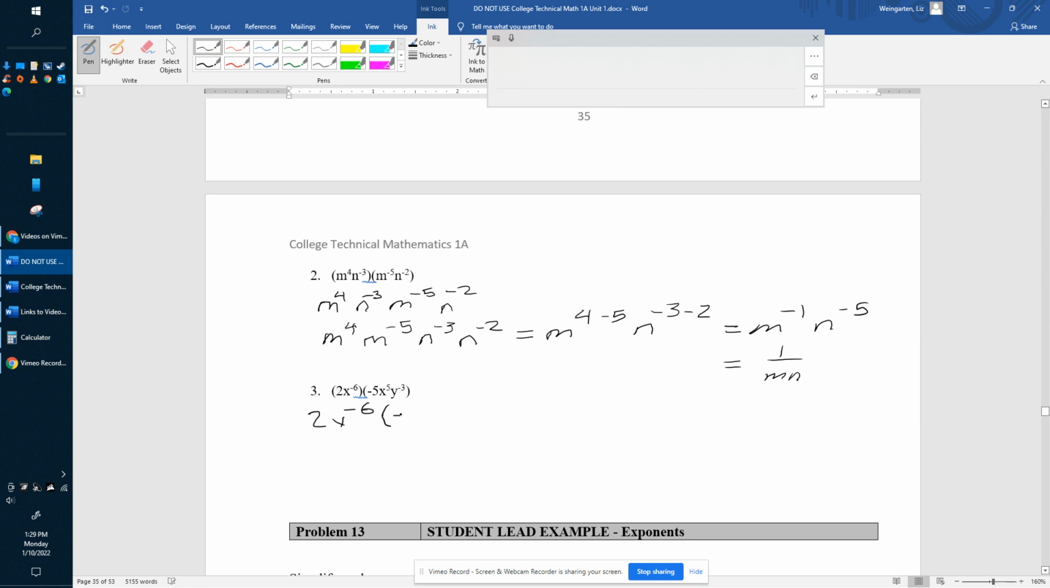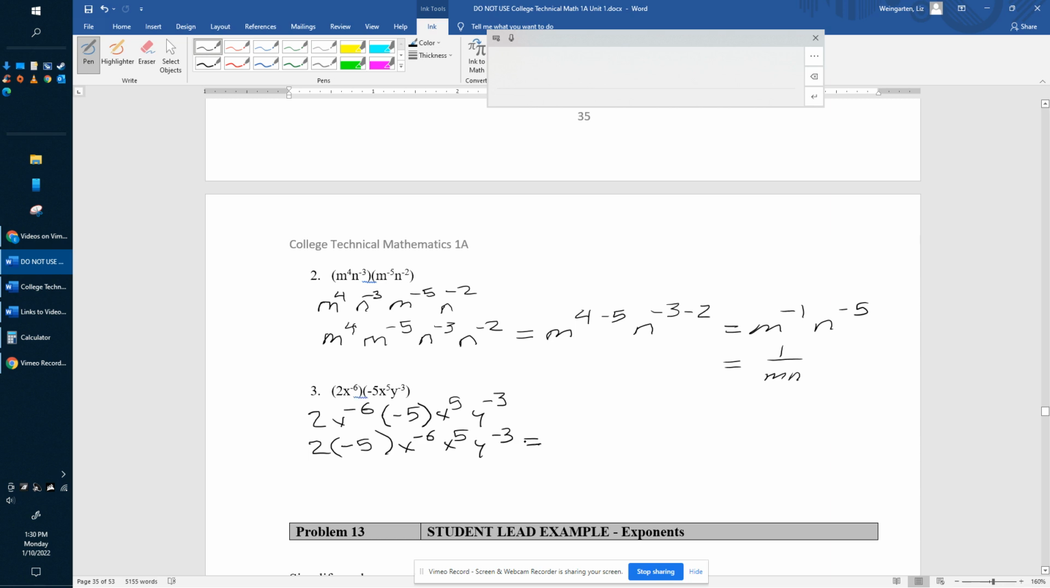Remember that 5 is negative, so that negative is stuck to the 5. So that's the only reason I put it in parentheses, so we don't think we're subtracting. It is actually a negative 5. So now I can move some stuff around. 2 times negative 5, x to the negative 6 times x to the 5th times y to the negative 3.